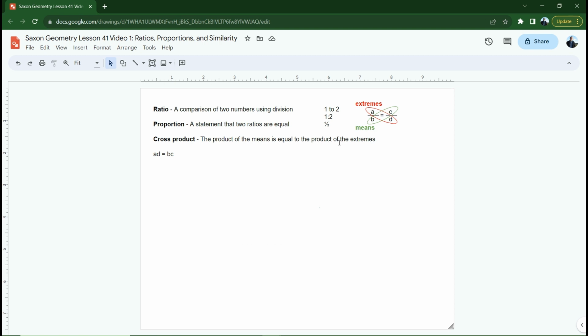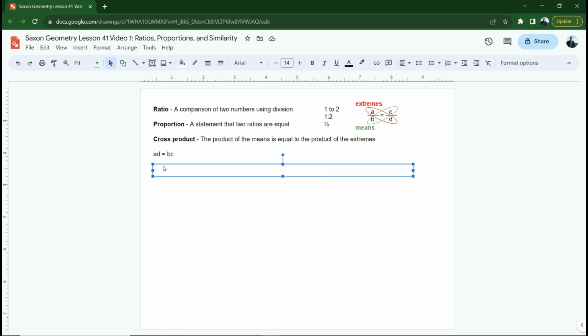Know the terms extremes and means, although it's not even really important that you know those terms to find a cross product, because chances are you found cross products before without knowing extreme and mean as terms. All right, next.